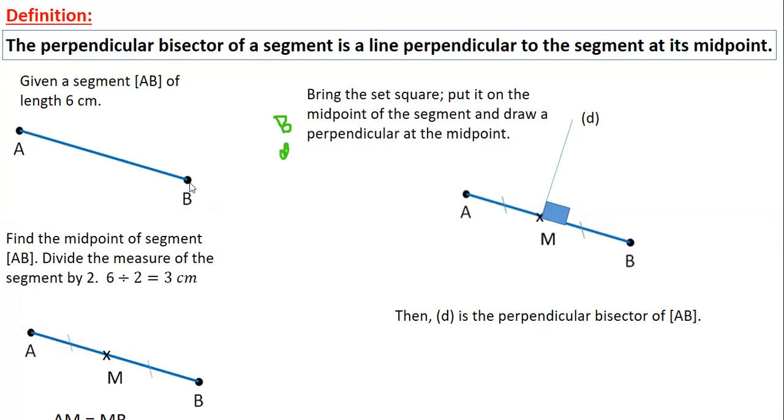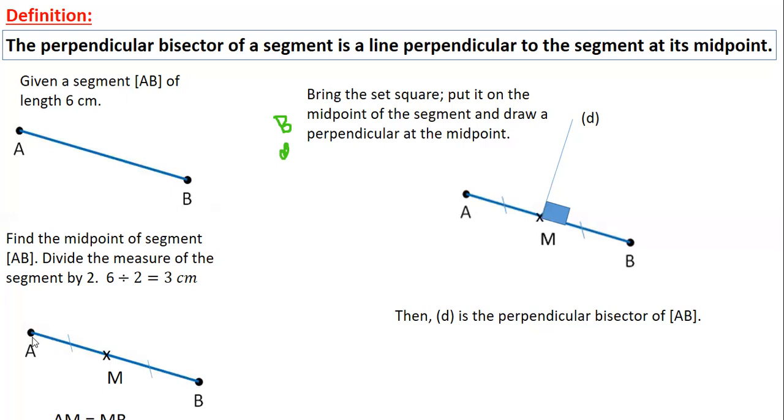The first step is we should find the midpoint, or the point at the middle, of segment AB. I bring the long ruler, I put the 0 on A and the 6 centimeters will be on B. The midpoint is at the middle, so we should divide the measure of the segment by 2. So 6 divided by 2 is 3 centimeters. So my midpoint should be on the 3 centimeters. On the 3 centimeters, I mark an X and I call it M. So M is the midpoint of AB.